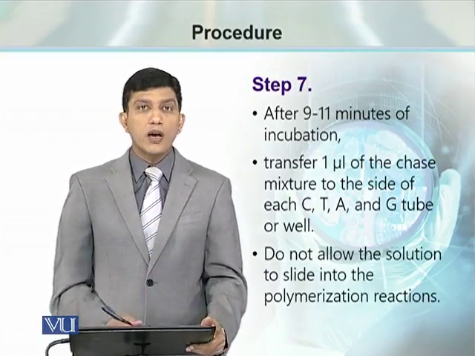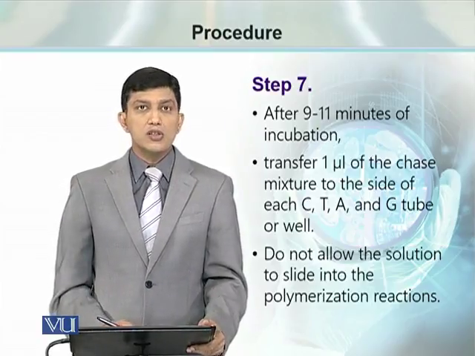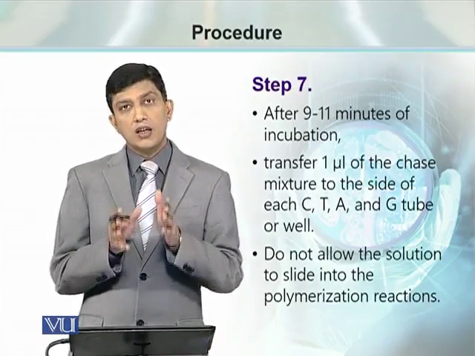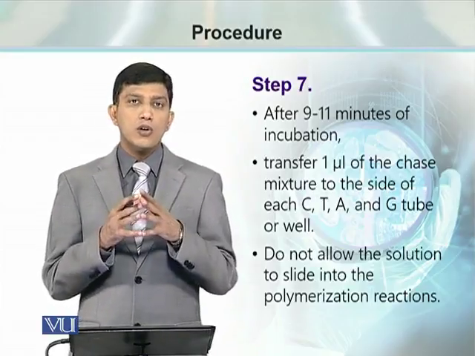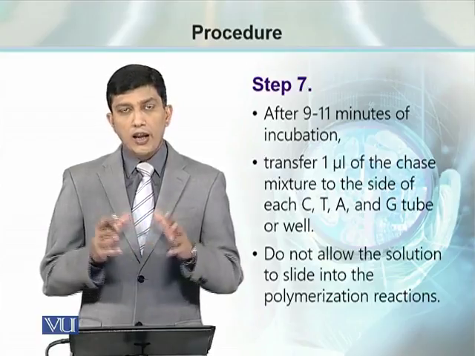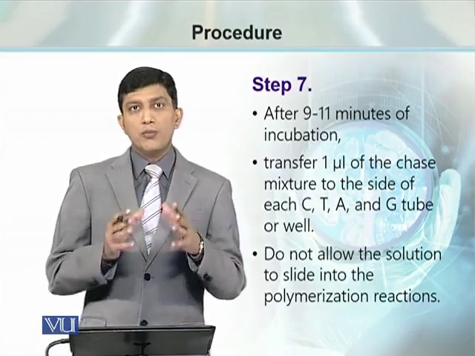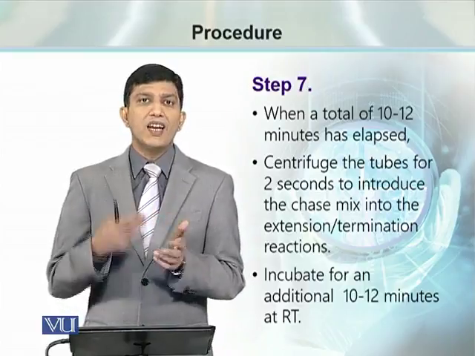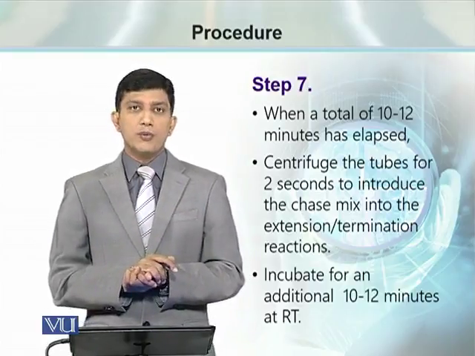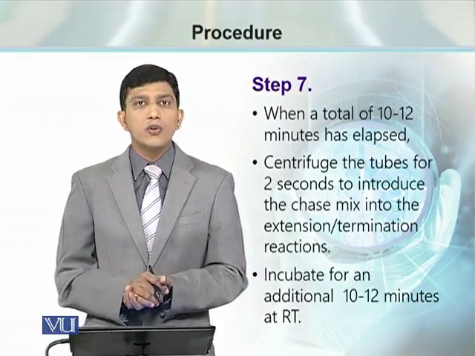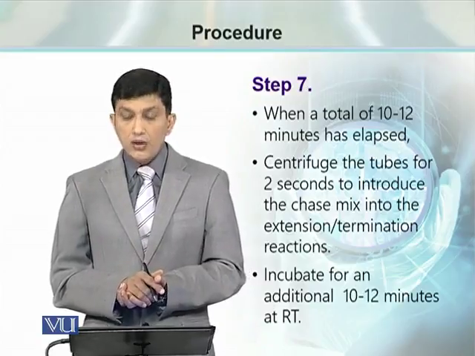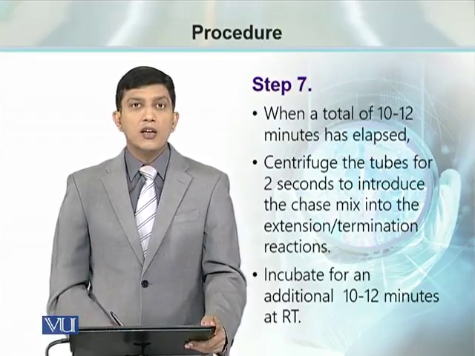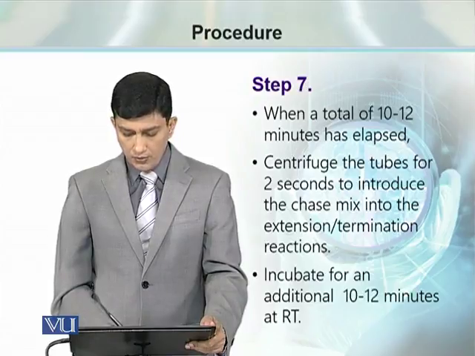we will transfer 1 microliter of chase mixture to the side of each tube, that is A, T, C and G. Again, it is important to mention here that this 1 microliter of chase mixture has to be deposited on the wall of the tube. And as soon as 12 minutes incubation gets completed, a brief centrifugation is going to be done so that chase mixture goes to the bottom and gets mixed up with the components already present there. Now after this brief centrifugation, we are going to go for another incubation for 10 to 12 minutes. That 10 to 12 minutes incubation is basically for the action of the chase to be performed.